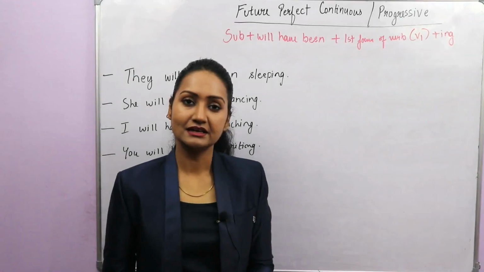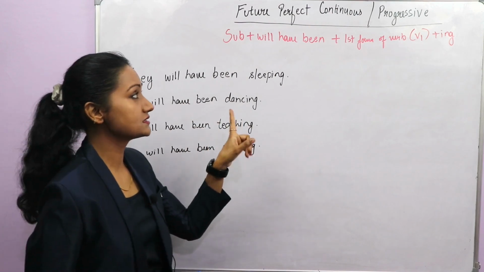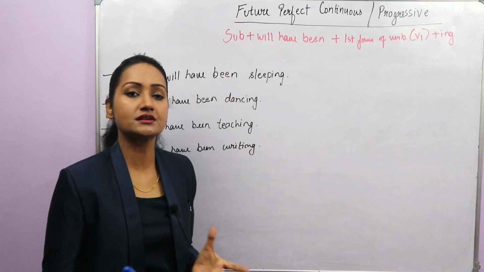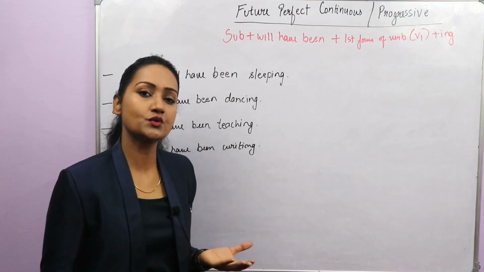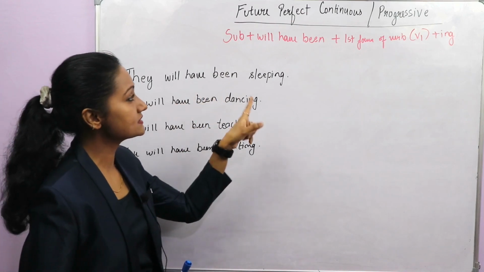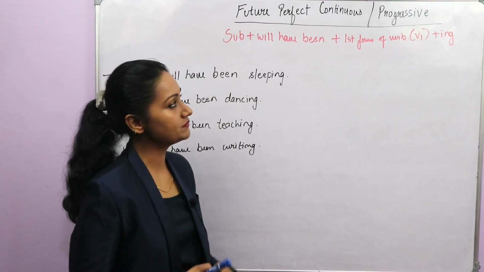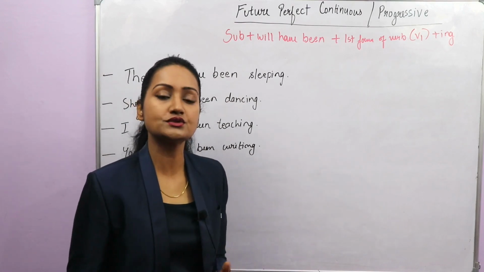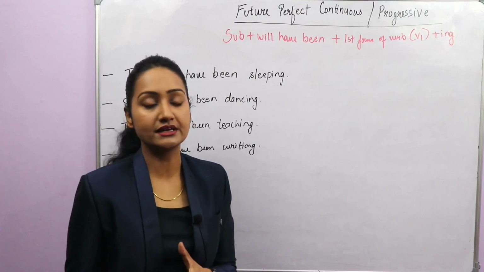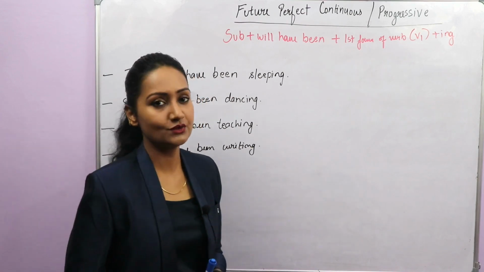Before going ahead, let's look at the structure first. Future perfect continuous is also called future perfect progressive tense. We know that all the continuous tenses are also called progressive. So the structure is subject plus will have been plus first form of the verb plus ing, because it is a continuous tense. We cannot use ing with second or third form of the verb. So first form of the verb here.